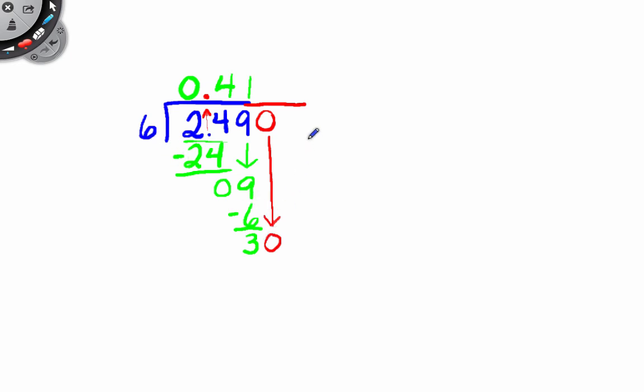6 will go into 30 5 times, and 6 times 5 is 30. And now we are done with our problem. But they asked for a money amount. So this would be saying that each donut costs this much money, 415 thousandths of a dollar. This is not a reasonable money amount.